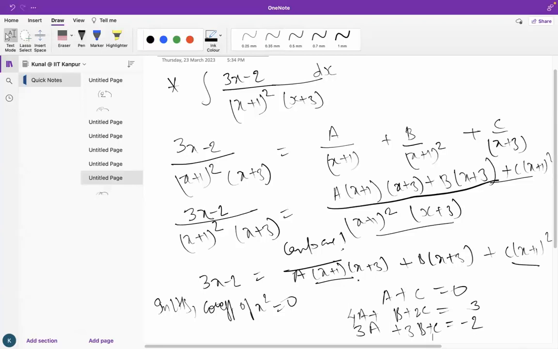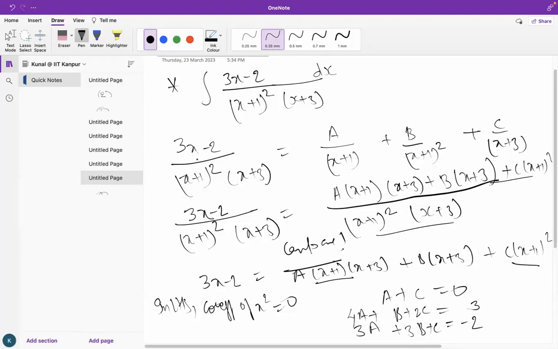If not understood, I will explain again once more. What we do here, we were given a proper fraction, (3x minus 2) over (x plus 1) whole square (x plus 3). So this is a proper fraction because the degree of the denominator is greater than the numerator. So we can apply partial fractions here.